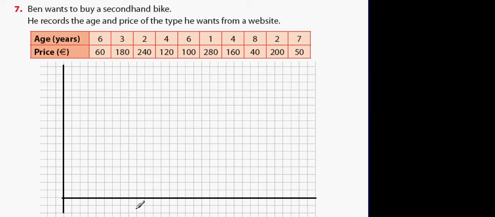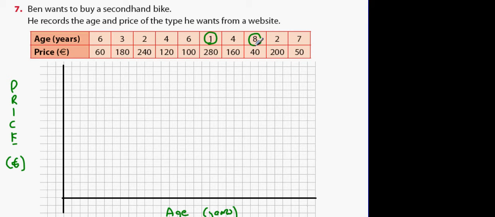Age at the bottom, and we're going to put price on the other axis. It's very important that you label what you're doing. Marks can sometimes be lost for not labeling. So, age in years. Now, the first thing you have to do is get your range. Where is the start and where is the finish? It starts at 1 and will end at 8.